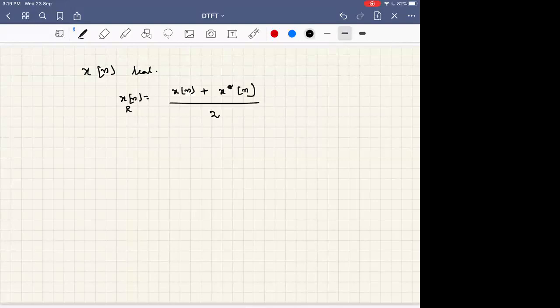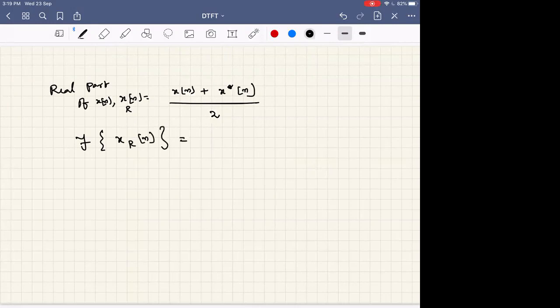X real of n is equal to x of n plus x star of n, divided by 2. The real part of any signal, even if x of n is not necessarily real, can be written like this. Is this fine or not? Yes, sir.